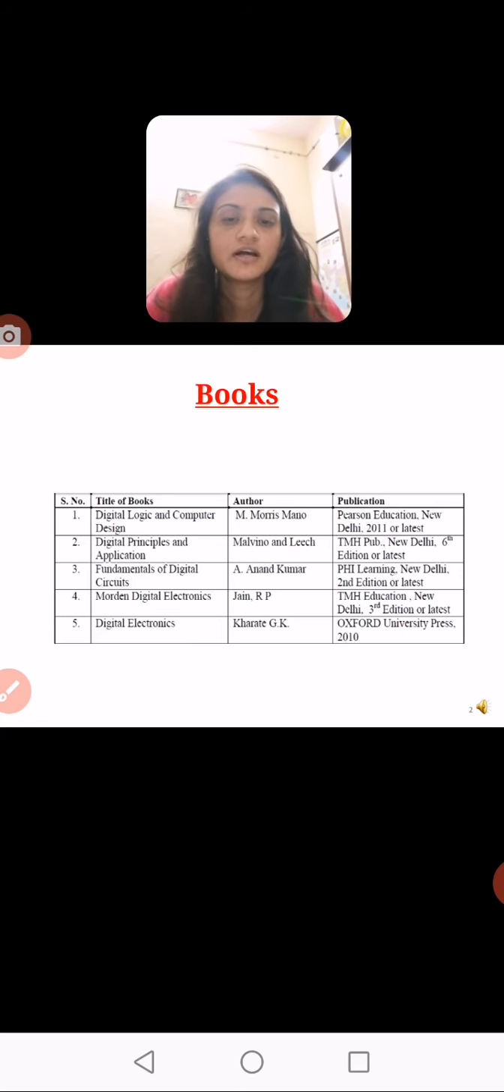If you would like to do more numerical examples in the digital logic design subject, then you can refer to this third book by Anand Kumar. Fourth one is Modern Digital Electronics by Jain R P. Fifth one is Digital Electronics by Kharate G K. So according to your requirement, you can refer to these books.